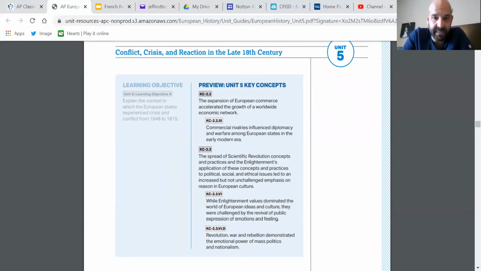And then last but not least, this deals with the Enlightenment, right? And the Enlightenment is tied to the scientific revolution, the spread of scientific revolution concepts and practices, and the Enlightenment's application of those concepts and practices led to political, social, and ethical issues that challenge European culture, right? So if the question's about the Enlightenment, I would talk about the scientific revolution as the context.